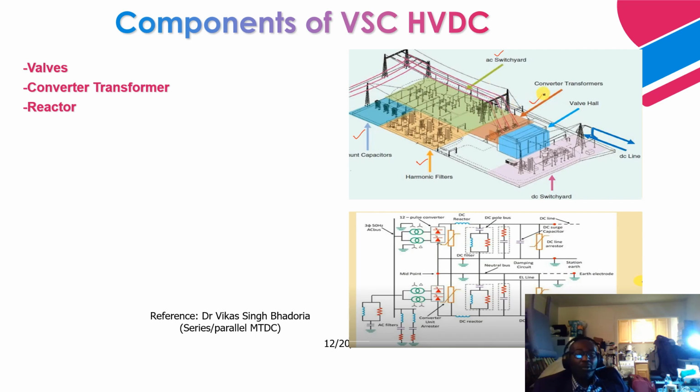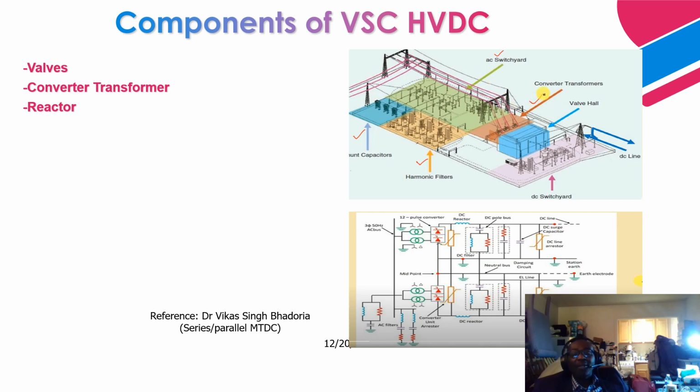In the valve hall, we have the converter valves, basically thyristors, or IGBTs. They are located here, and during operation they definitely generate heat. So it has a cooling medium, which can utilize glycol or deionized water to cool these valves when they are in operation. The AC to DC conversion occurs in this valve hall.